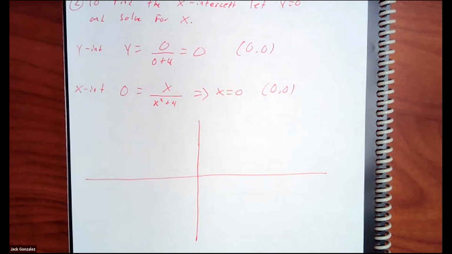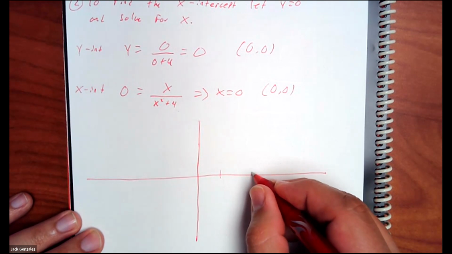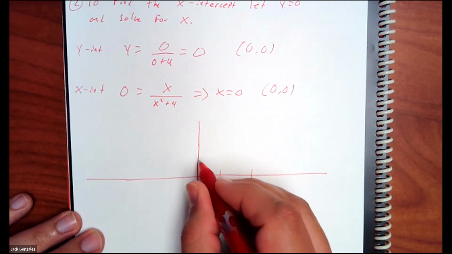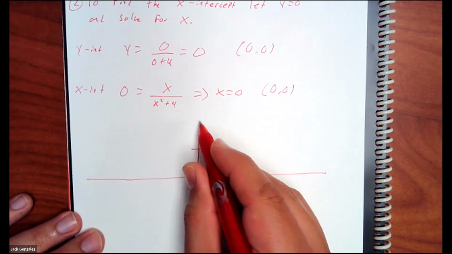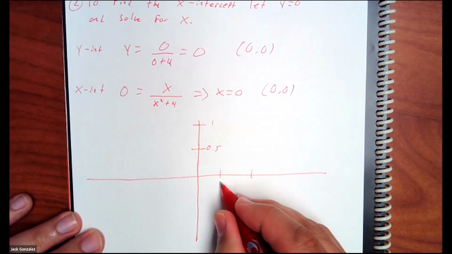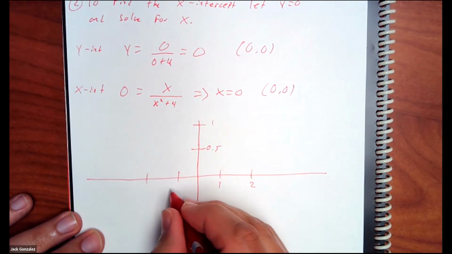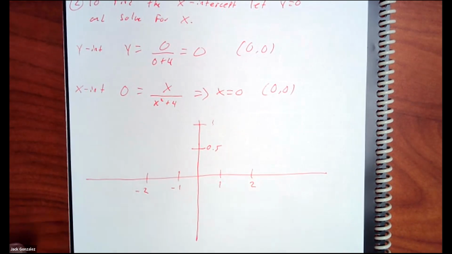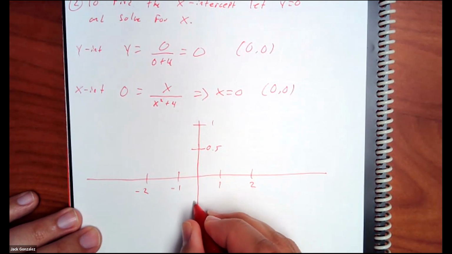Okay, so what was the maximum and minimum? Max was 2 1/4. Okay, so I'm gonna make this scale to be 0.5 and 1 out here. This would be 1 and 2. Okay, that makes sense. Same thing for this side.